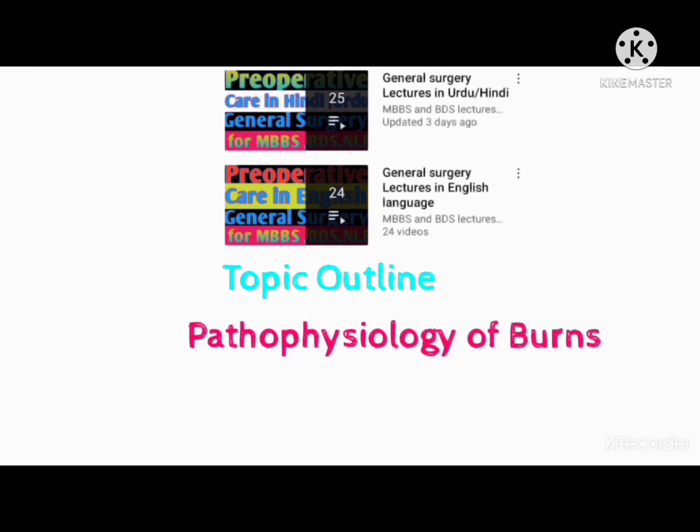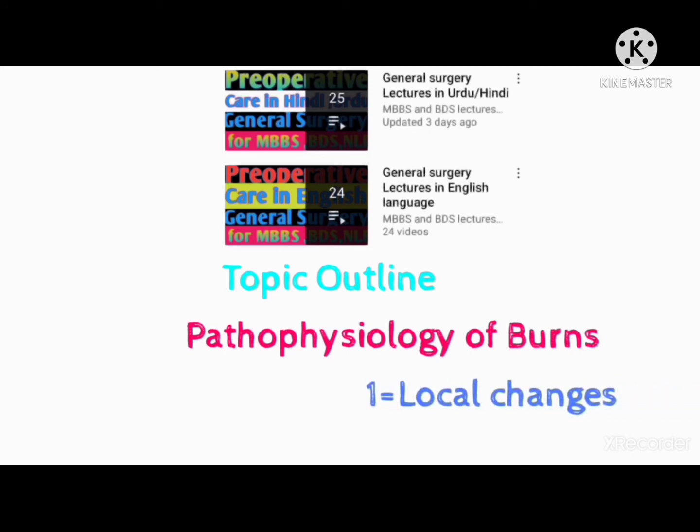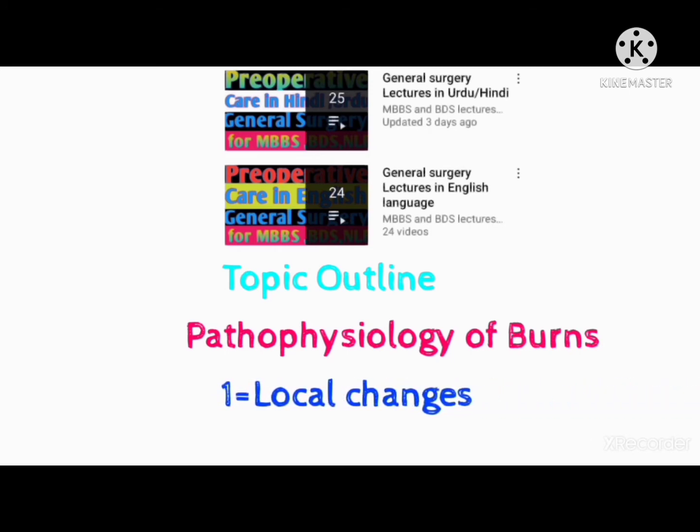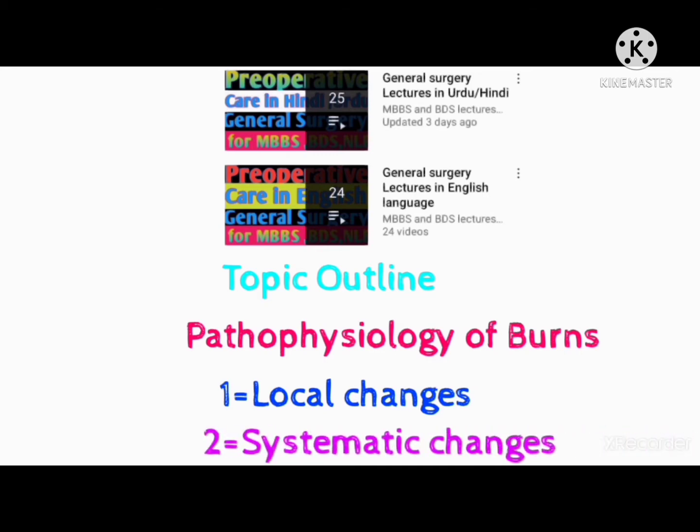Now, today our topic outline includes pathophysiology of burns. Pathophysiology of burns we will study in two parts: number 1, local changes, and second, systemic changes due to burn. First we start with local changes. What will be the local changes due to burn? Meaning the areas which are directly exposed to the burn, what will be the changes in these specific areas?